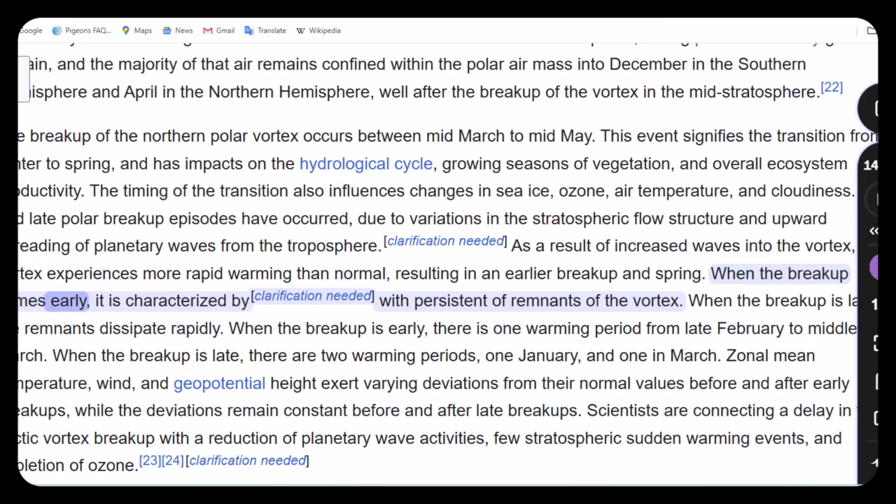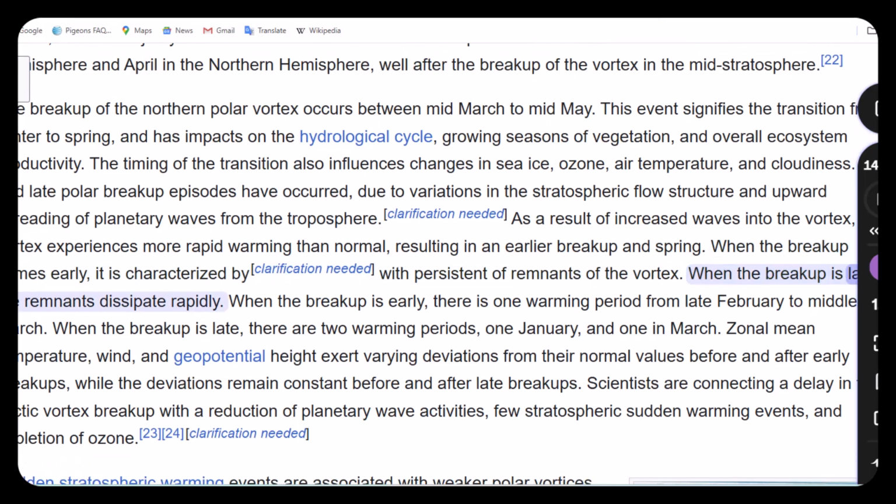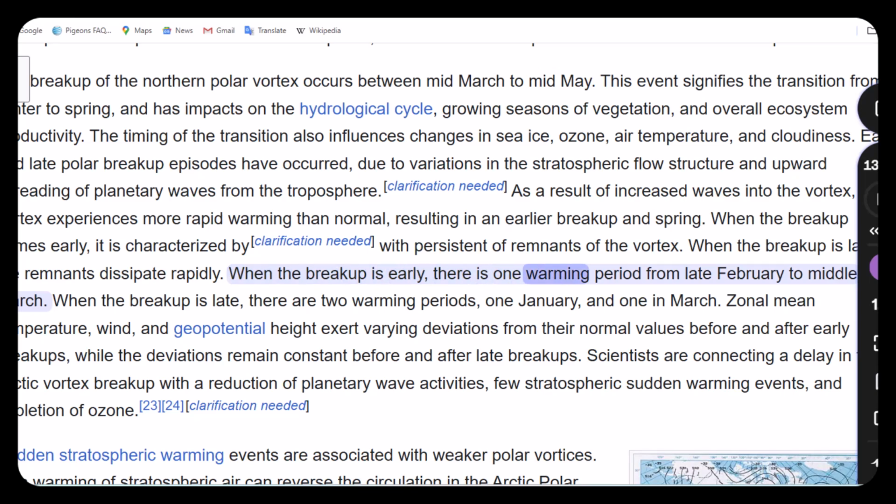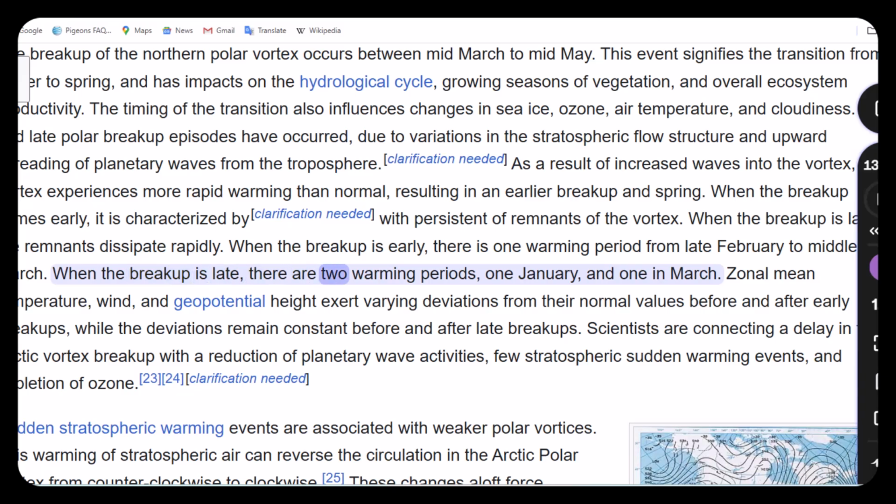When the breakup comes early, it is characterized by persistent remnants of the vortex. When the breakup is late, the remnants dissipate rapidly. When the breakup is early, there is one warming period from late February to middle March. When the breakup is late, there are two warming periods, one in January and one in March.